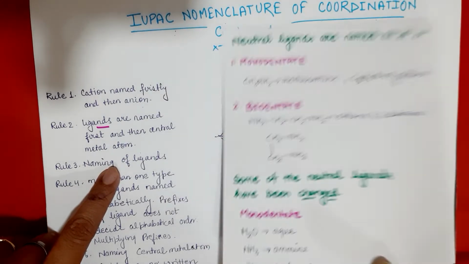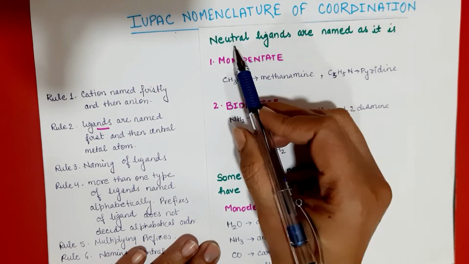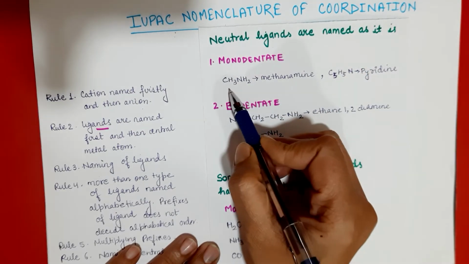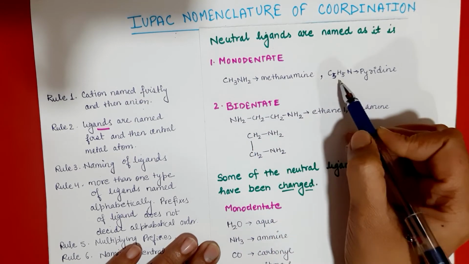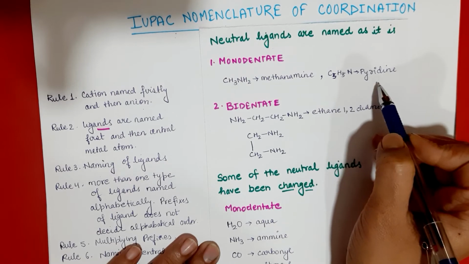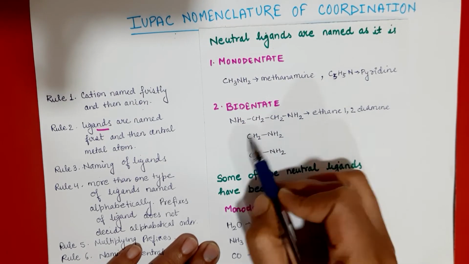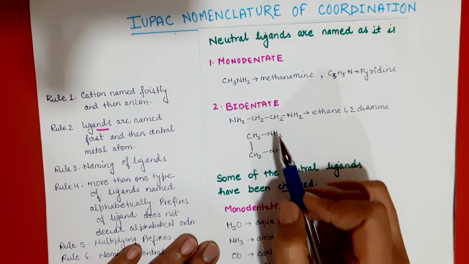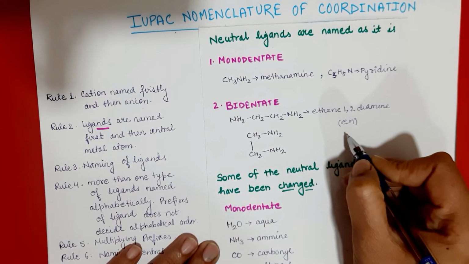Also, if the ligand is neutral, it is named as it is. Let's say CH3NH2 is methanamine, and C5H5N is named as it is, pyridine. If it's a bidentate ligand like ethane-1,2-diamine, you have to learn this structure. It's very important and abbreviated as EN.